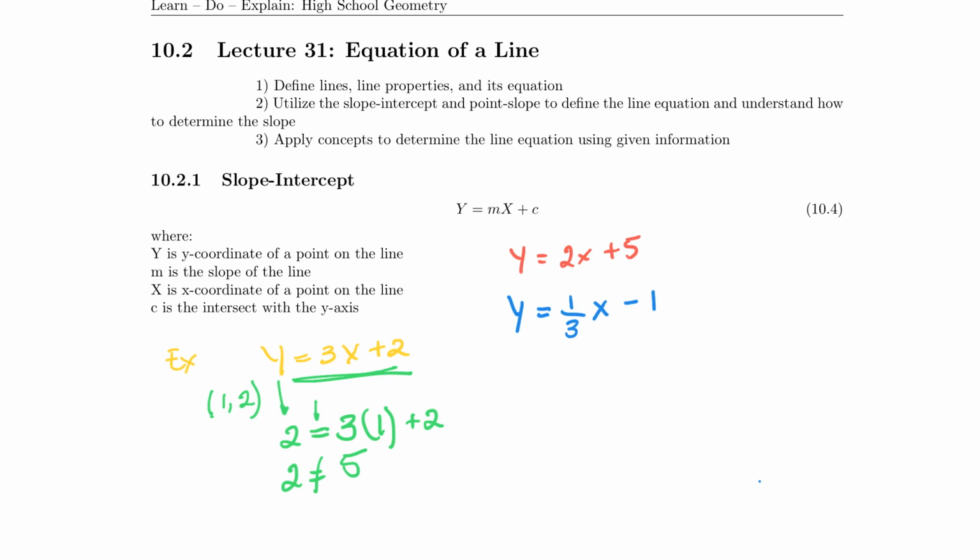Let's do another example with this same equation. Now we need to verify if the point (1, 5) belongs to this line. Well, now we substitute the values. We have that 5 is equal to 3 times 1 plus 2.